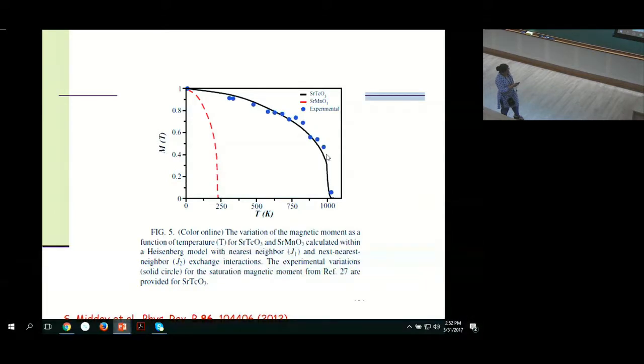We could also use our extracted JH, the extracted exchange interaction strength, in a classical Monte Carlo. The blue dots here are the experimental values of the magnetic moment variation as a function of temperature at one technetium site. Remember, it's an antiferromagnetic system, but you could look at the variation of the magnetic moment at a single technetium site, and we could get the same dependence within our model, as well as the correct value of the Néel temperature.